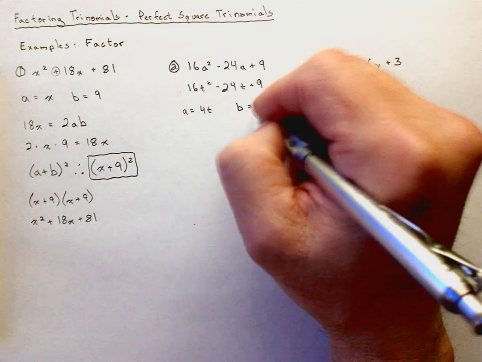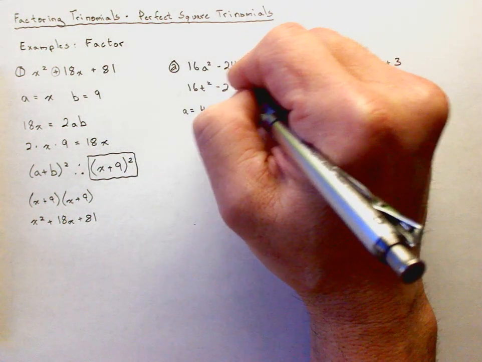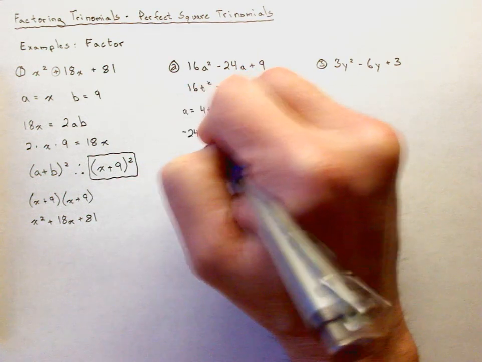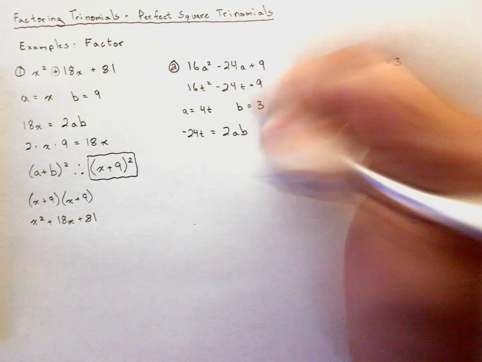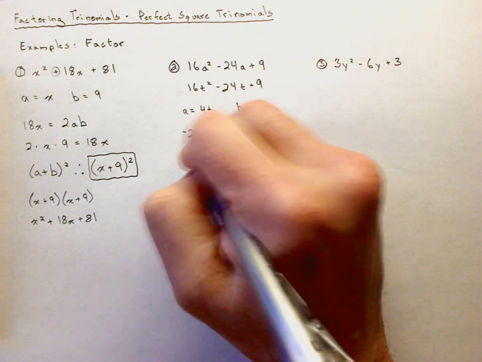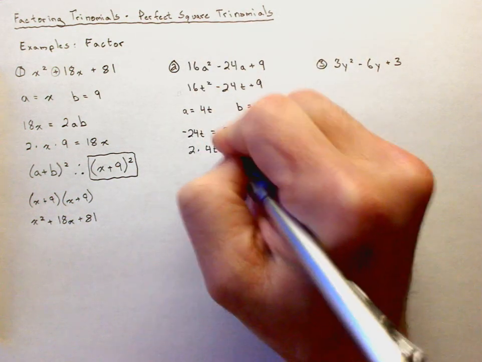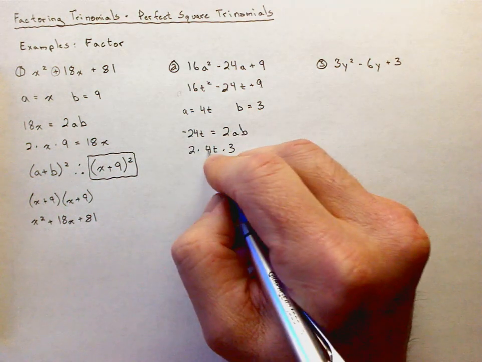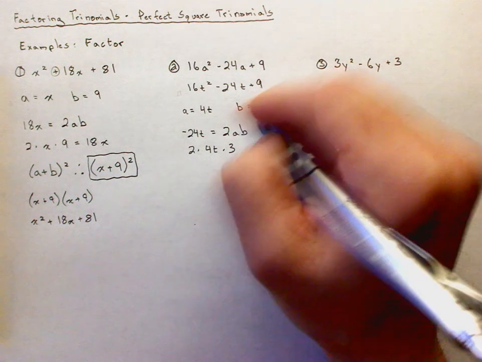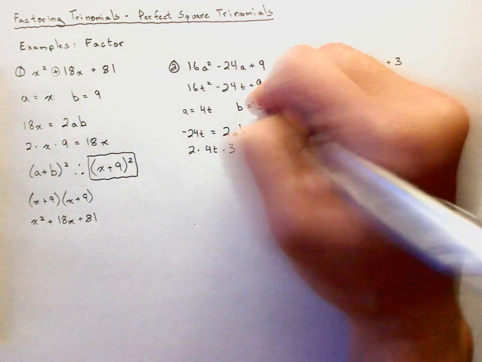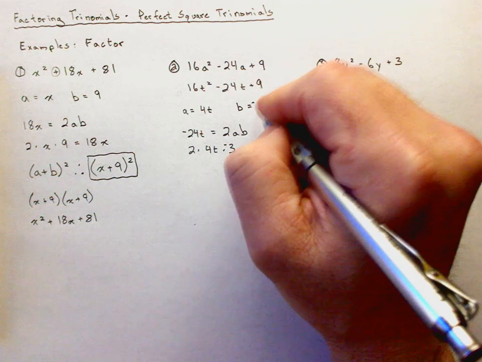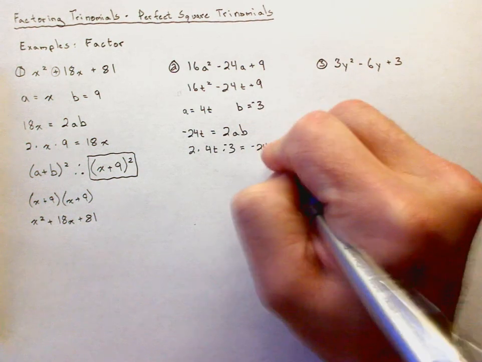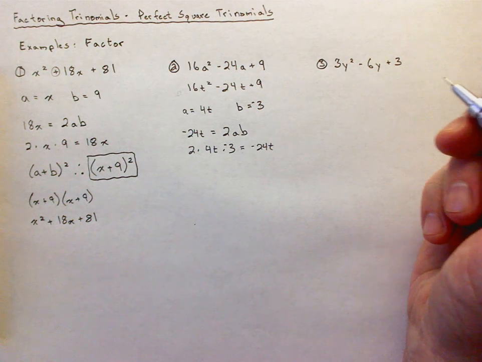So I've identified those. Now I need to look up here and see. I need a negative 24t. Does that equal 2 times a times b? Well, 2 times a, 4t, times b, which is 3. Let's see, that's 2 times 4 is 8, times 3 is 24. Whoops. I'll put a negative 3 there. That way we can see it. Equals a negative 24t. Yes. I can have my perfect square.